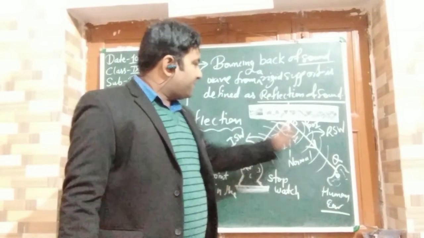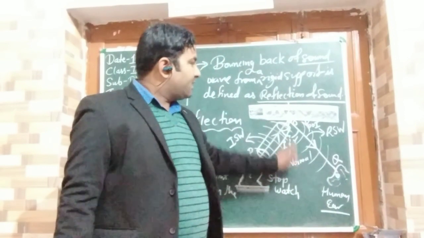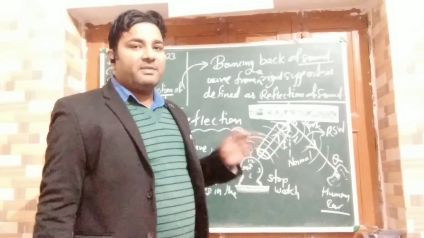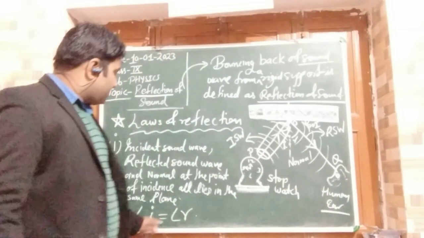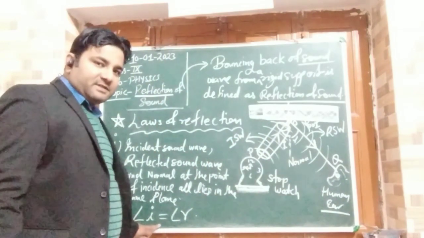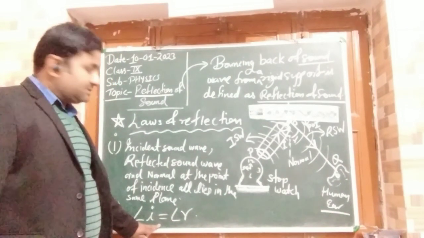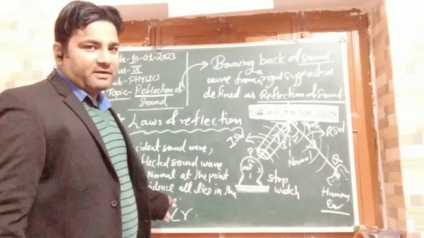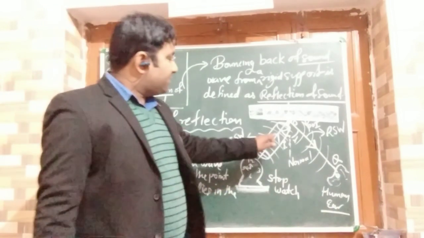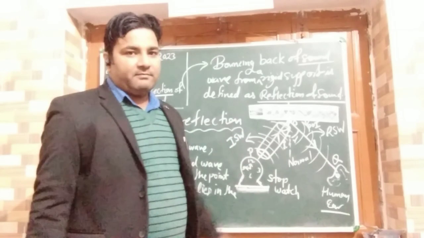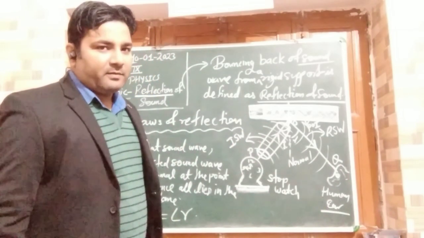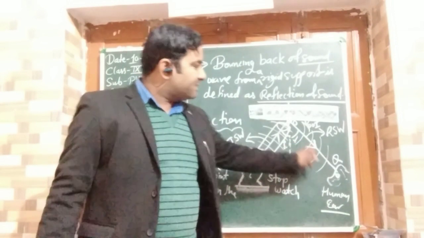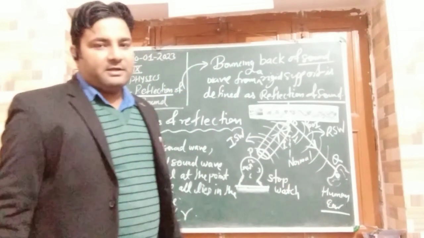The incident sound wave, the reflected sound wave, and the normal at the point of incidence all lie in the same plane. I will say that plane is the plane of the paper. The second law is that the angle of incidence is always equal to the angle of reflection. You can also define the angle of incidence as the angle between the incident sound wave and the normal, and the angle of reflection as the angle between the reflected sound wave and the normal. Clear?